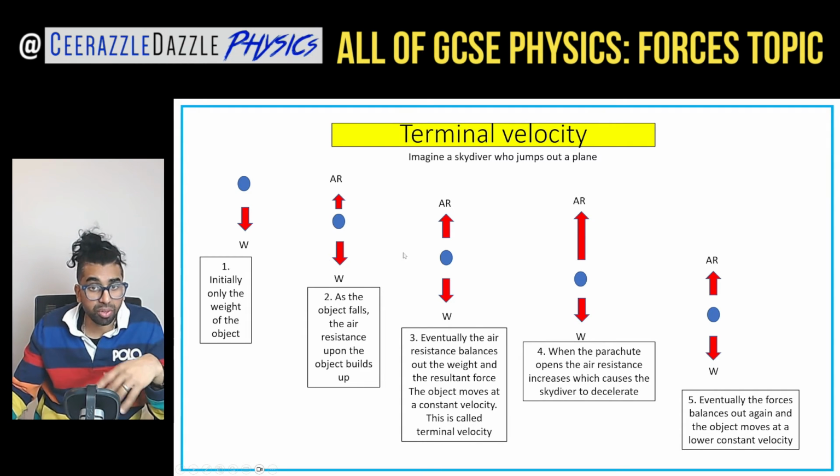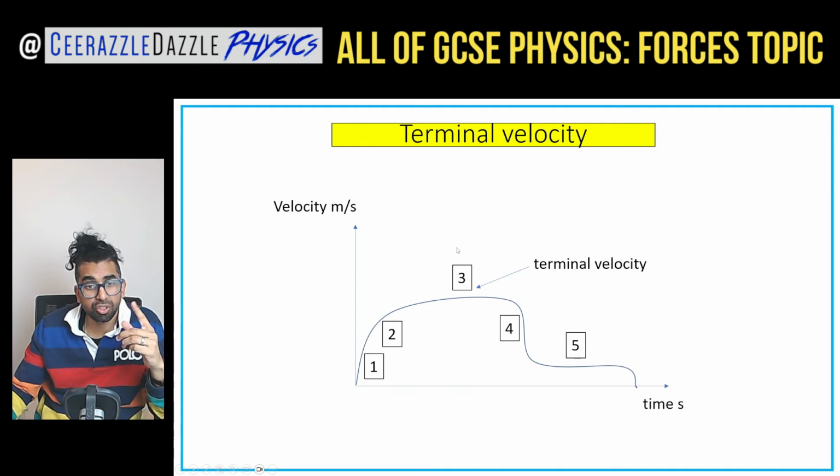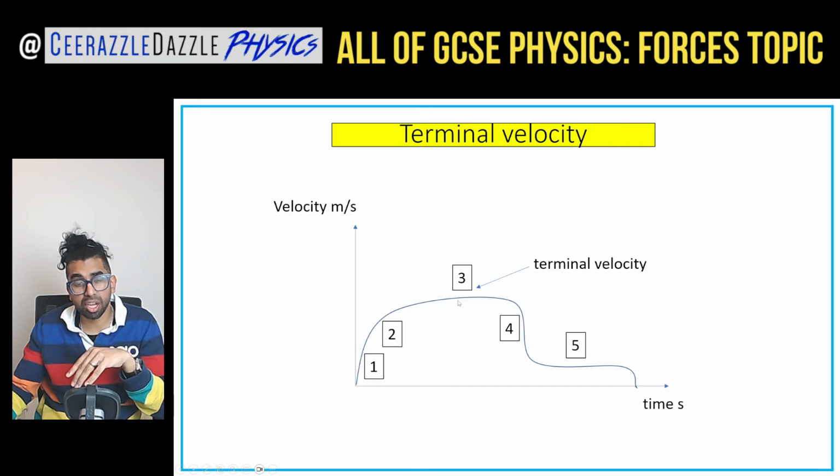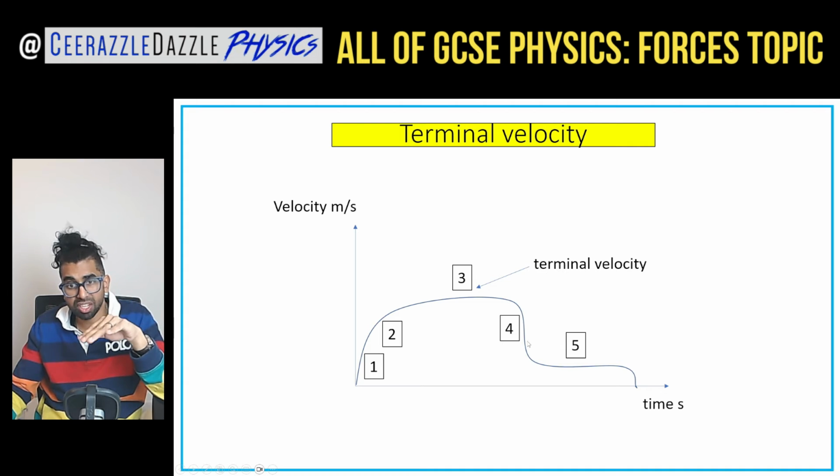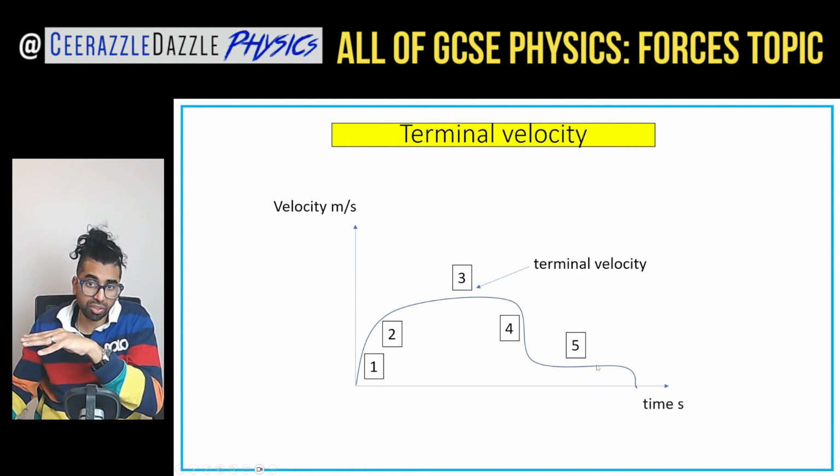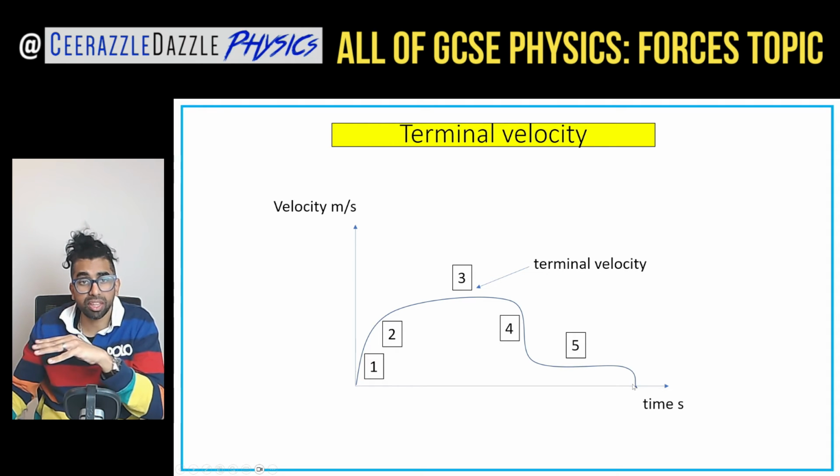Let's look at it in terms of a graph. So over here, guys, you can see that we've got a velocity time graph. Initially, the weight is acting and it accelerates, but as the air resistance builds up, the acceleration starts to decrease, hence why the graph is starting to level off. Then at terminal velocity, don't forget the velocity is not changing, that's why it's flat. And then finally, when you open up the parachute, we decelerate, and then eventually the forces balance out again with that lower terminal velocity over here. There we go, and finally you hit the ground.